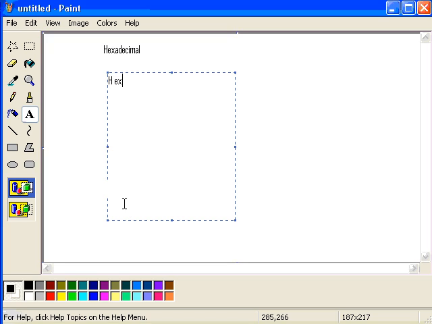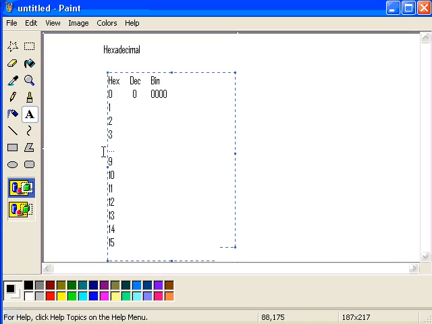Let me see if I can get all my numbers in here. I don't think I'm going to be able to do it, so let's just do a few of them. 9, 10, 11, 12, 13, 14, 15. That looks pretty good. The dot, dot, dot means we're not going to be able to put them all in there because I ran out of room, but you can get the idea.